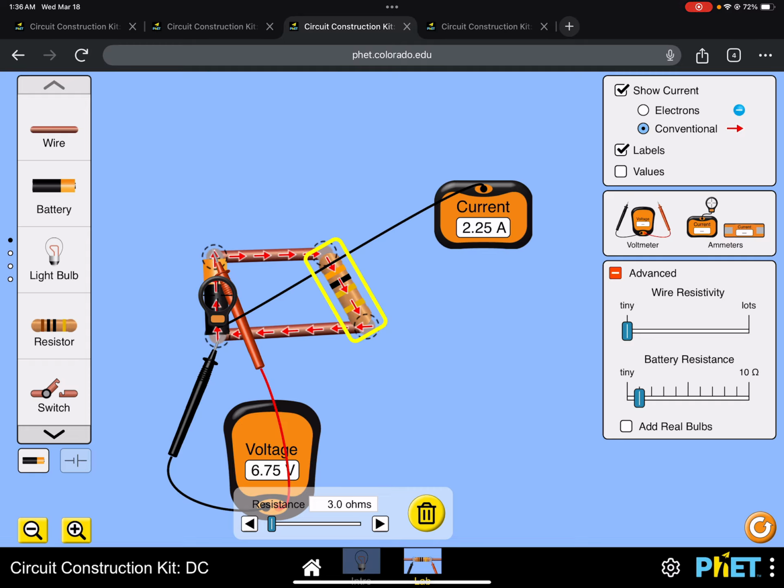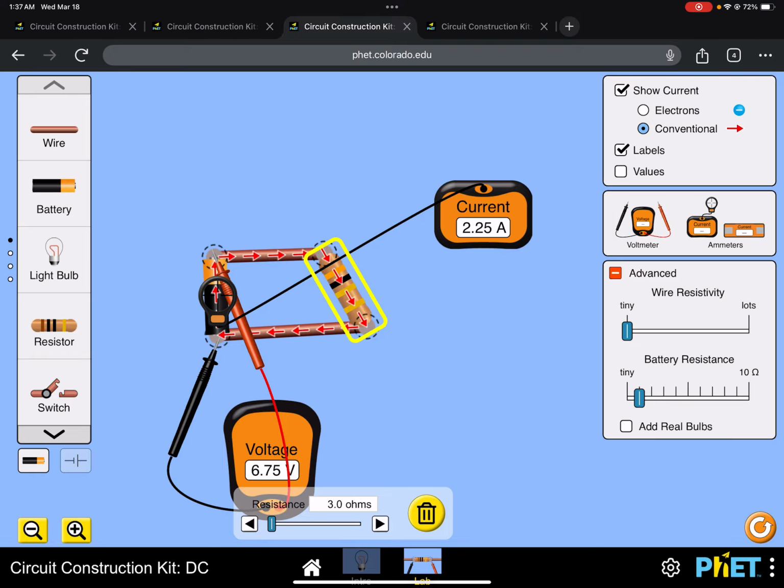Let's see here. So in this case, the total resistance of the circuit is 4 ohms. The terminal voltage of the battery is 6.75 volts. And the current is 2.25 amps going through the battery. So that would mean the voltage drop across the resistor is 6.75 volts. And the current through the resistor is 2.25, which makes sense. That's going to be 3 ohms. But the battery is rated at 9 volts.